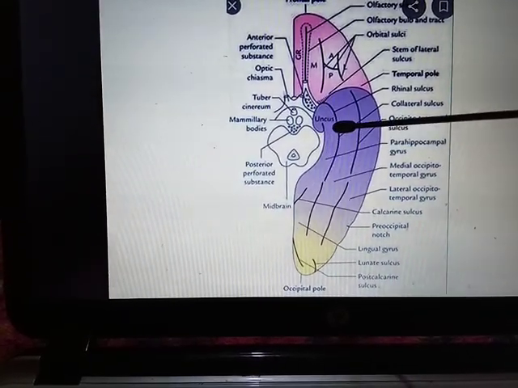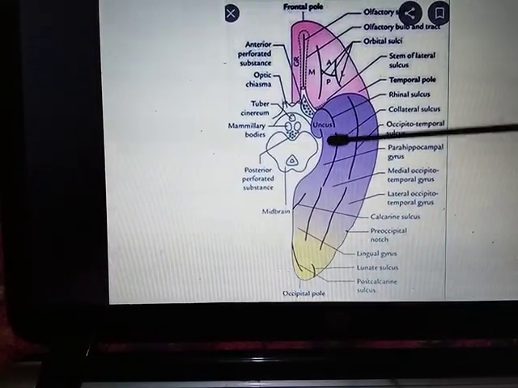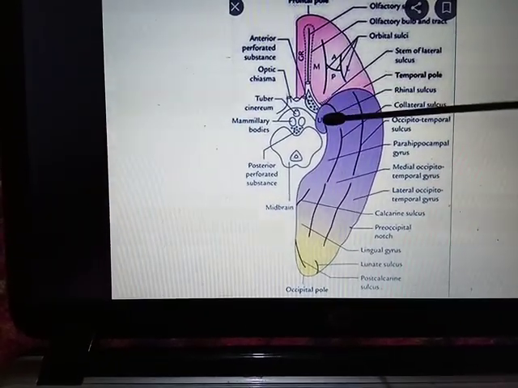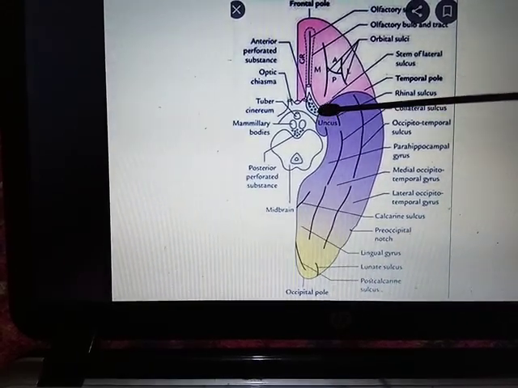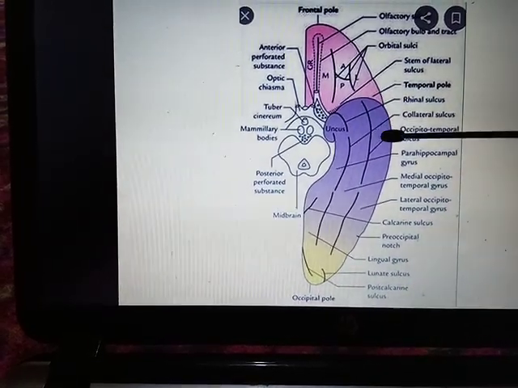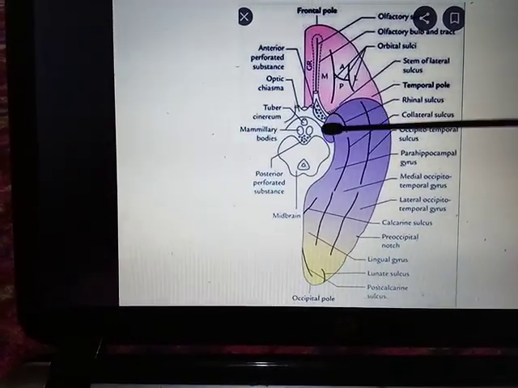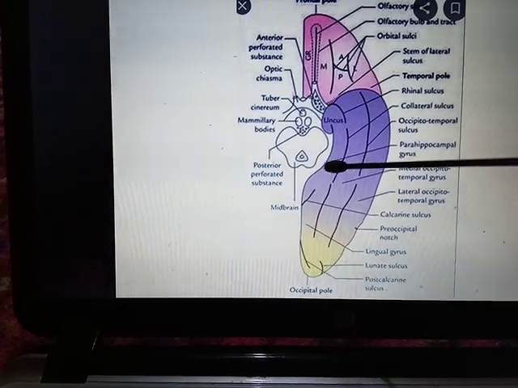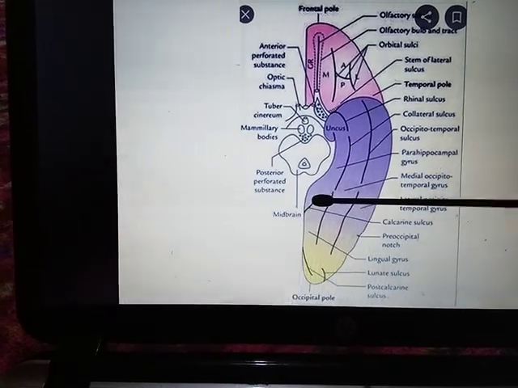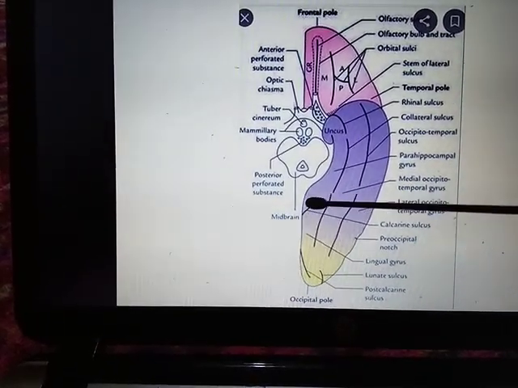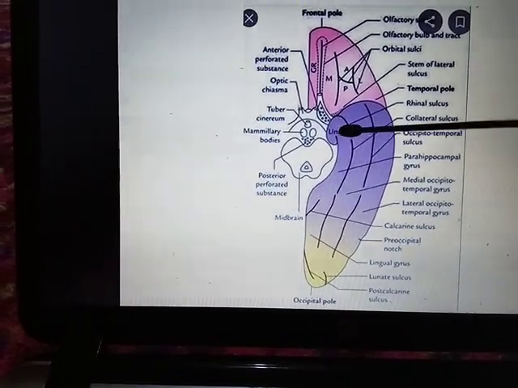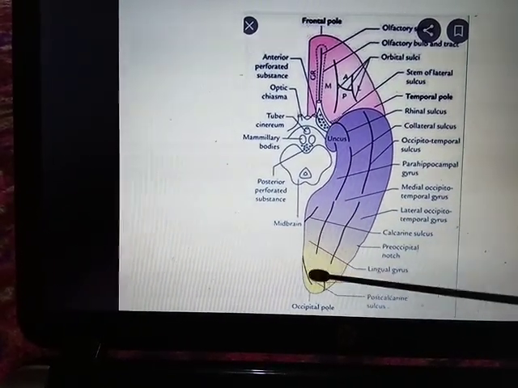Then medial to this collateral sulcus, this whole area is your parahippocampal gyrus, which anteriorly gives the formation to the rhinal sulcus that separates it from the temporal lobe. And this area here is called the uncus. Then this parahippocampal gyrus is separated from the rest of the gyri by the isthmus. Here you have the isthmus that separates this gyrus from the cingulate gyrus.